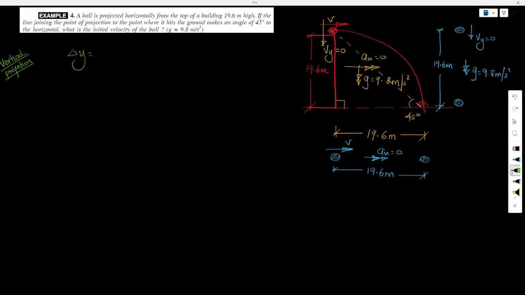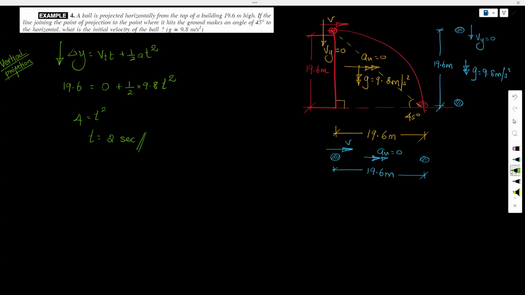So it is the same equation. We are going to use delta y equals to v_i t plus half a t squared. We are going to use it in the downwards direction. So I'm considering anything downwards as positive. So the displacement in the downwards direction is 19.6. Initial velocity is 0 plus half into 9.8 t squared. So if I simplify it, I would get 4 as t squared. So t is 2 seconds, right?